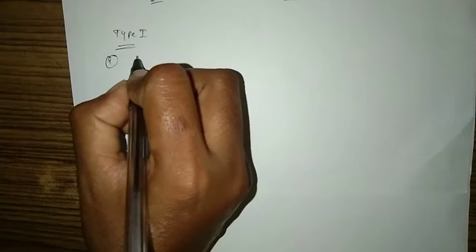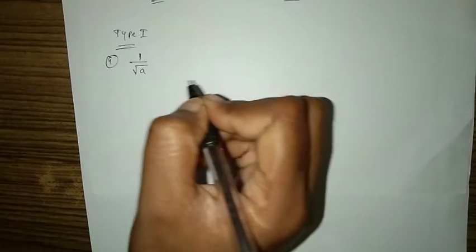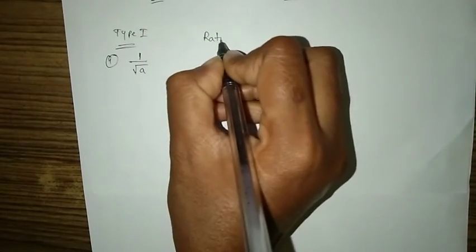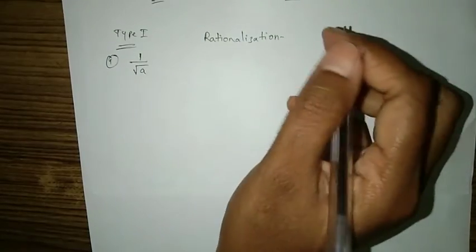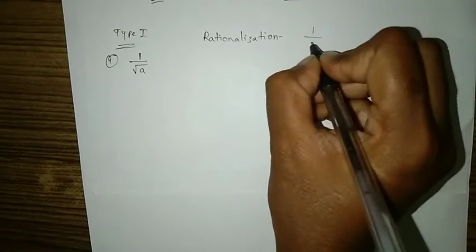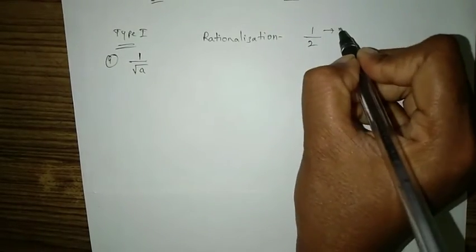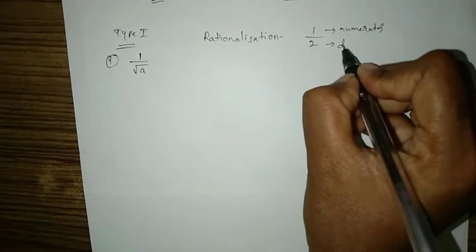Let's consider type 1. So let's take one example to solve, okay, before going to the actual rationalization. So here 1 by root a. What do you mean by rationalization? I already explained it in the last video. So take 1 by 2. So this is the numerator and this is the denominator.